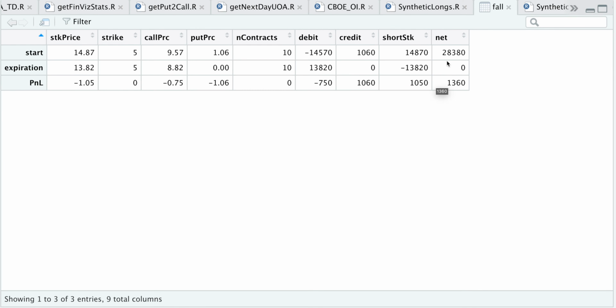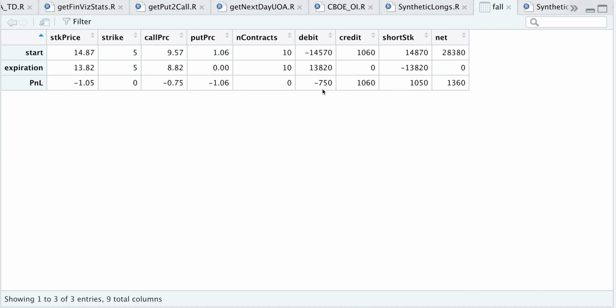So our total net out-of-pocket cost would have been $28,380, and at expiration, since it was trading at $13.82, this is how much the stock was worth. So there's a difference of $750 plus the credit we received of $10.60, and since we shorted the stock, we made a profit of $10.50.